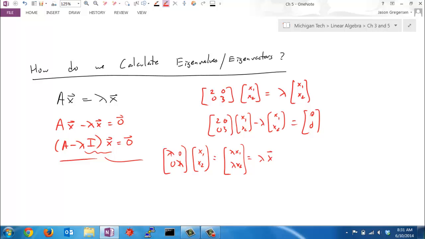You could justify it a couple other ways as well. I could just say I times x is x, and that would also work. But I have to include that I when I factor it out to make the dimensions correct.